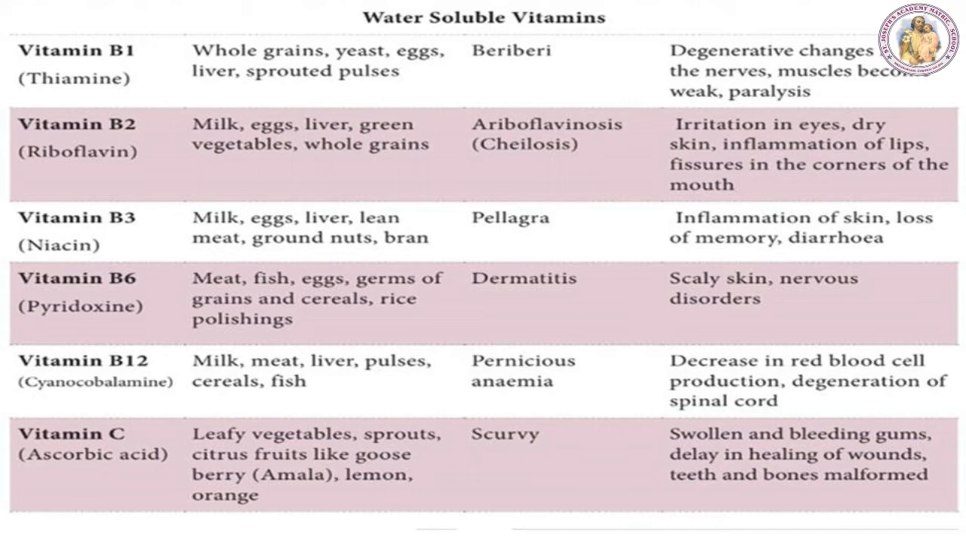Vitamin C: leafy vegetables, sprouts, citrus fruits like gooseberry, lemon, orange. The deficiency disorder is scurvy and symptoms are swollen and bleeding gums, delay in healing wounds, teeth and bone malformed. So these are the water soluble vitamins.